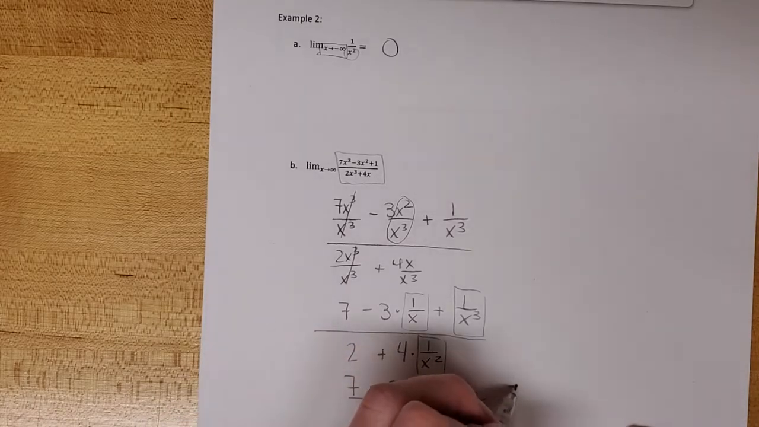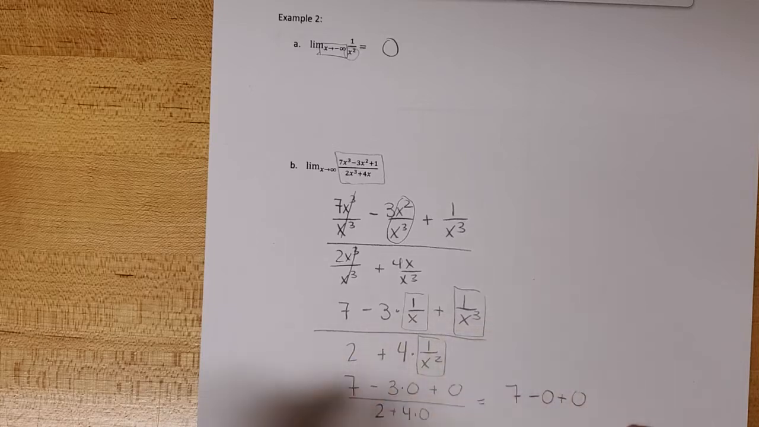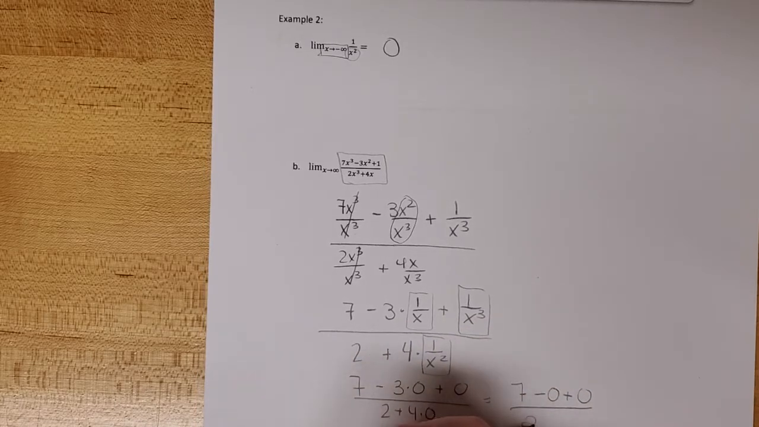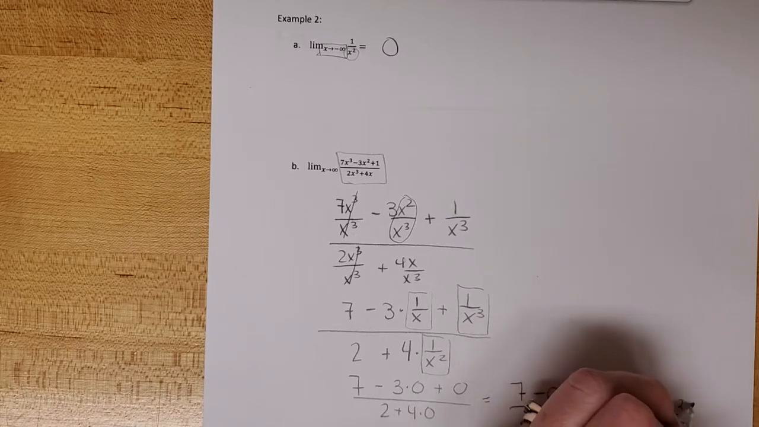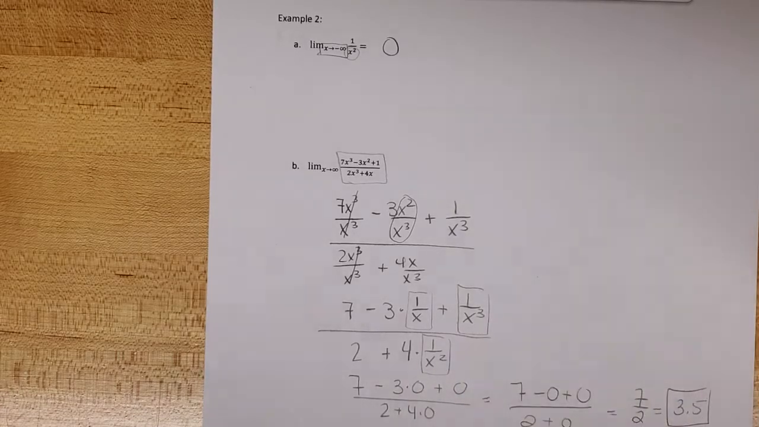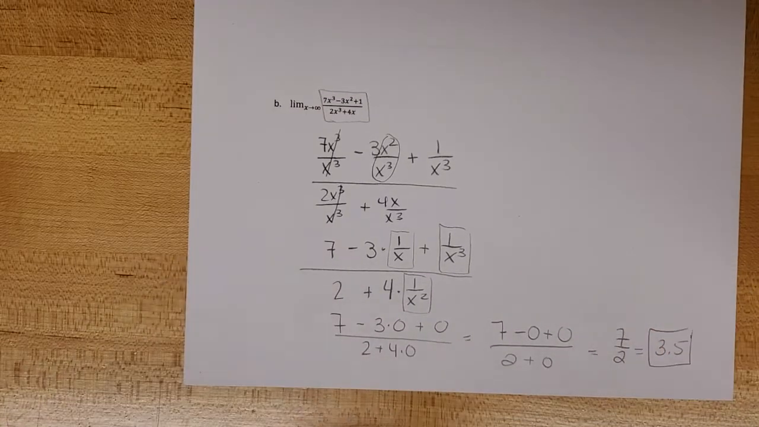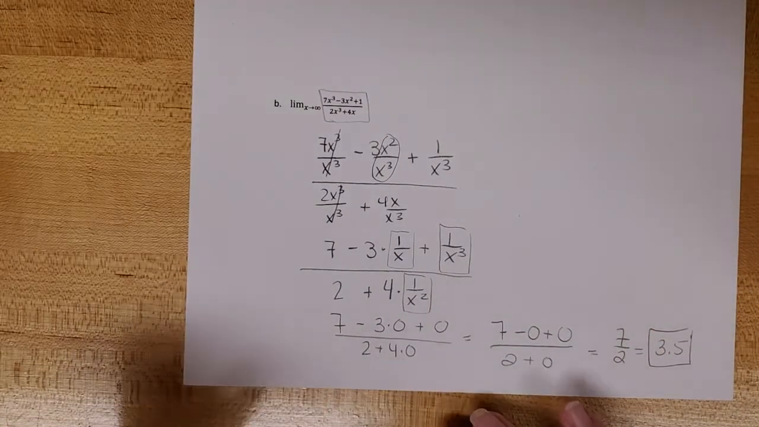So this gives me 7 minus 0 plus 0 over 2 plus 0, which gives me 7 over 2, or 3.5. You can graph, again, anything you want to check and see what it looks like, and you'll see that it's approaching that value.